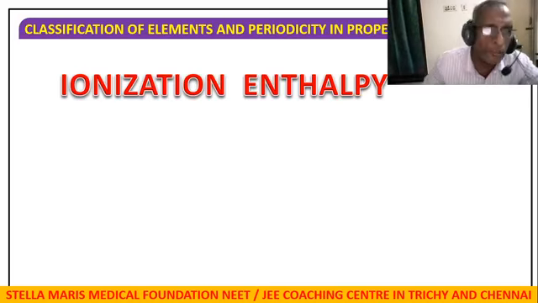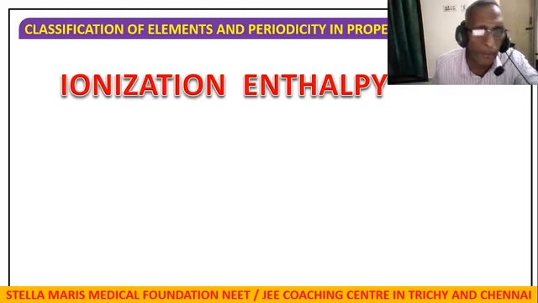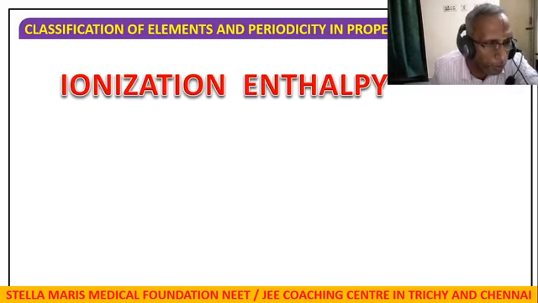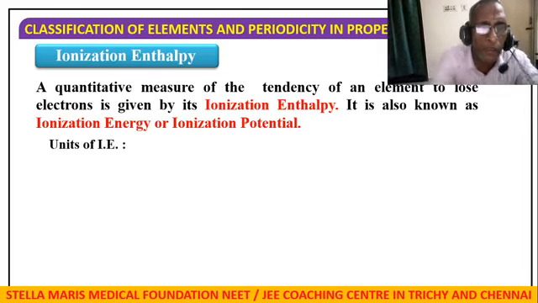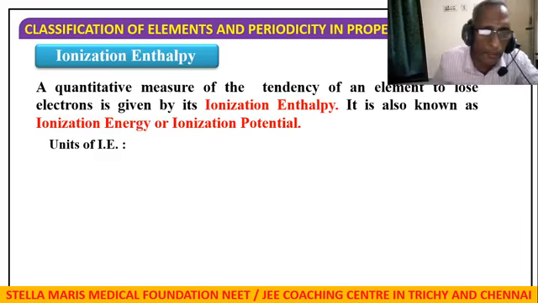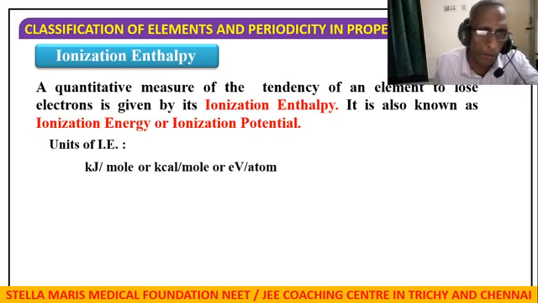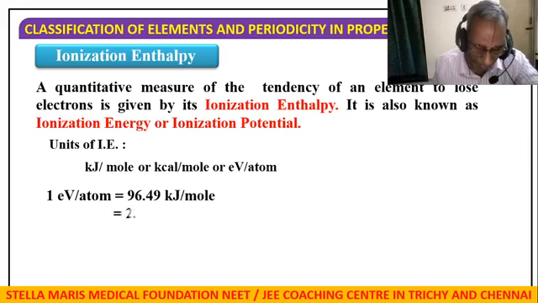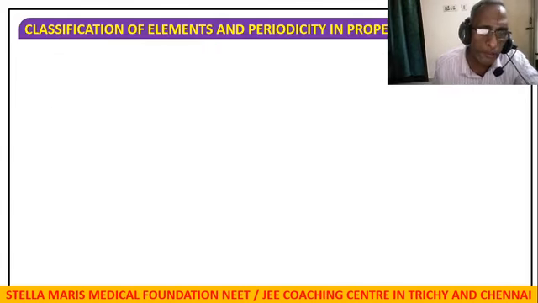So last class we left with the discussion on the concept of ionization enthalpy. Ionization enthalpy is the energy required to remove the outermost electron from a neutral atom. It is also called ionization enthalpy or potential. It takes the unit of energy. It can be kilojoules per mole, kilocalories, or electron volt, as interconversion; these are only numerical values.